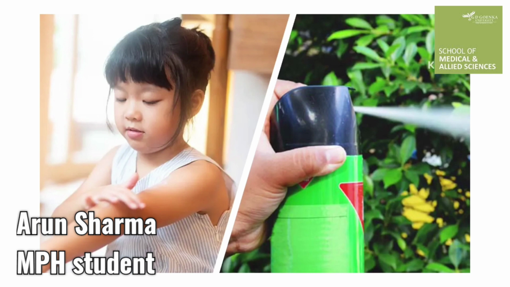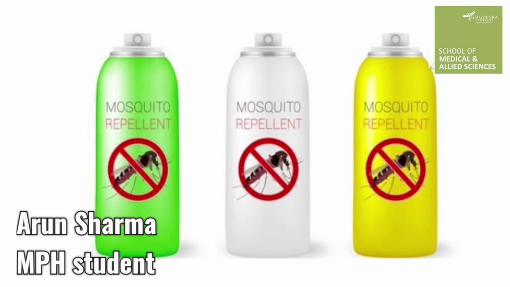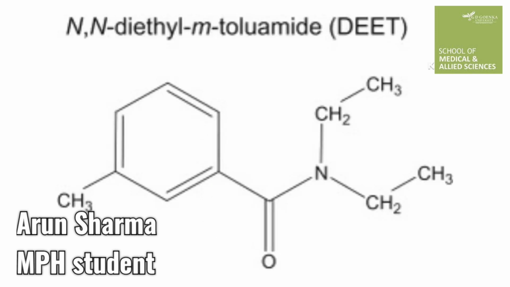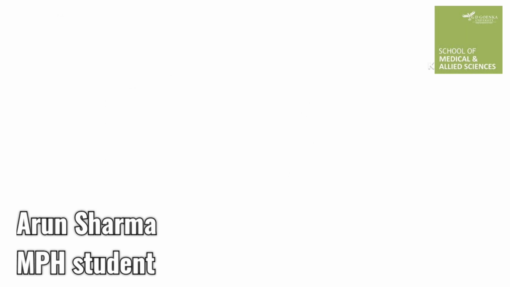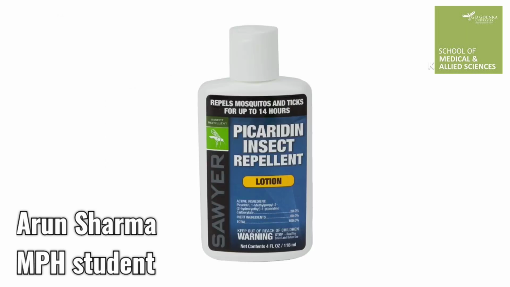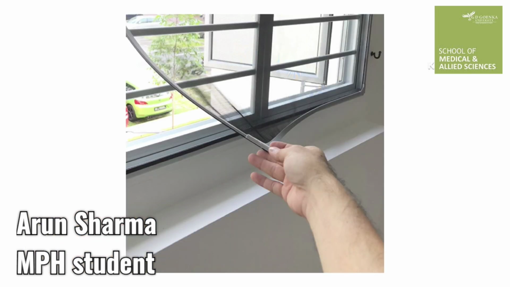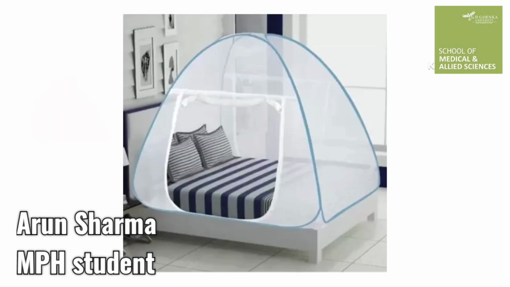Using mosquito repellents is another important preventive measure. Look for insect repellents containing active ingredients such as DEET, which is N,N-diethyl-meta-toluamide, or picaridin. Apply the repellent on exposed skin following the instructions provided. Additionally, protect your sleeping area by using window screens and bed nets. This creates a physical barrier between you and mosquitoes, providing an extra layer of defense, especially during sleep when we are less aware of mosquito bites.